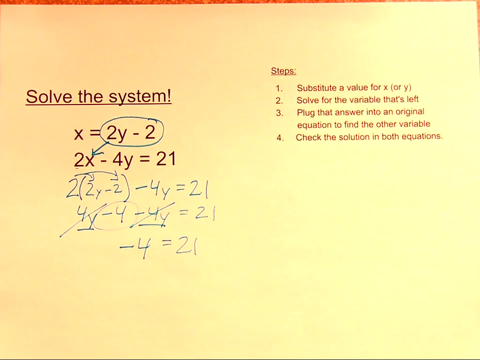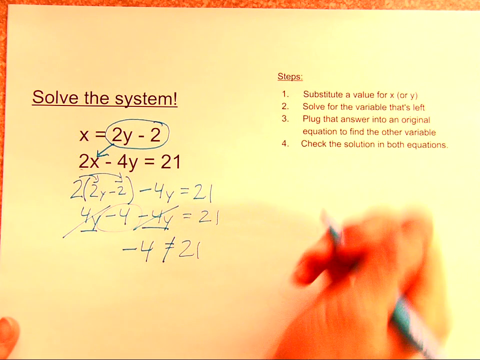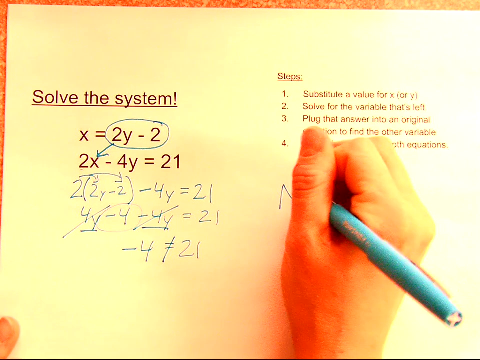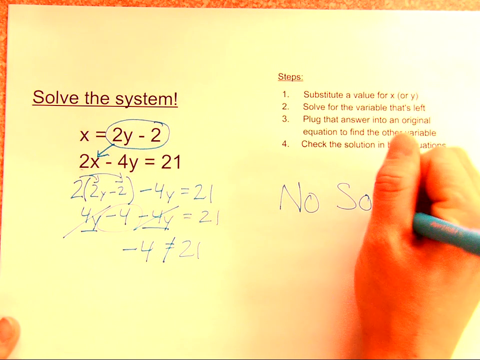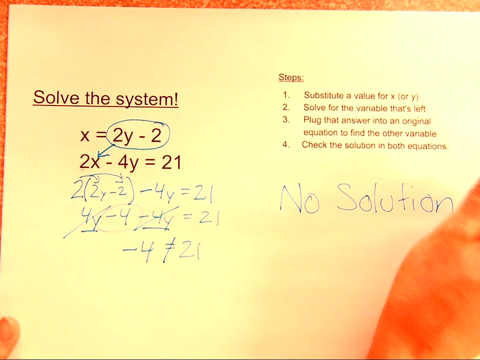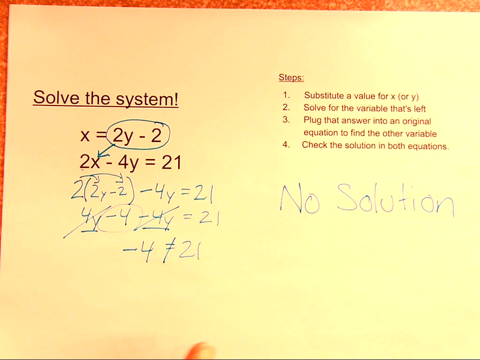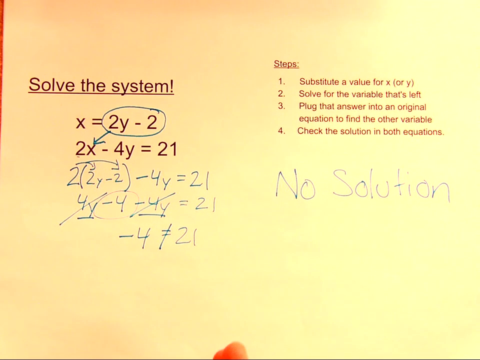So both my variables disappeared. And does negative 4 equal 21? No. So this is an example of a no solution. Okay, that looks similar to when we were solving one equation at a time. So if that happens, there's no solution for y, which means there's no solution for x.